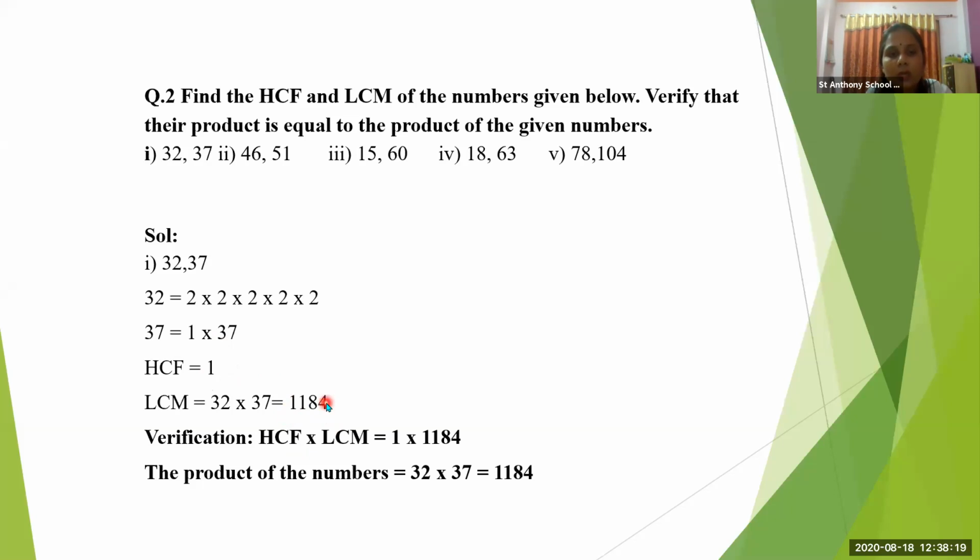The question is what? The product of HCF and LCM will be equal to the product of the numbers. Product means multiplication. So if we multiply our HCF by LCM, our HCF is 1 and our LCM is 1184. So what answer will we get? 1184, because 1184 into 1 is equal to 1184. Now product of the given numbers means what? 32 into 37. अगर हम करते हैं तो हमको आंसर मिलता है 1184. That means our answer is correct. Understood everyone? Clear? We'll see another problem also.